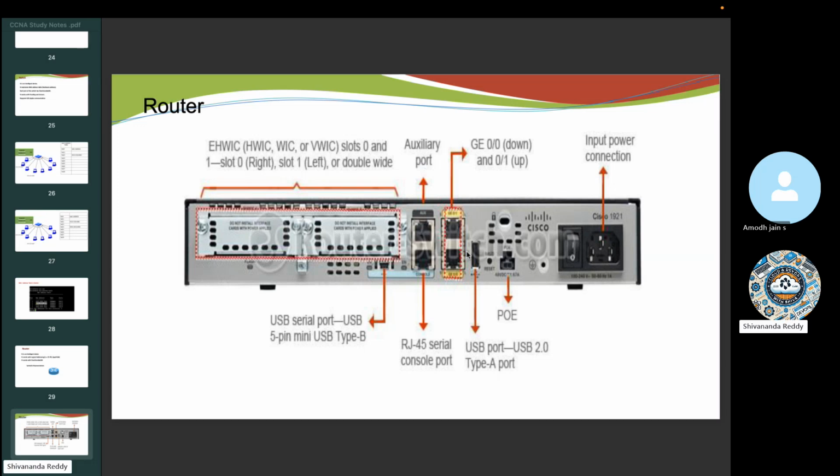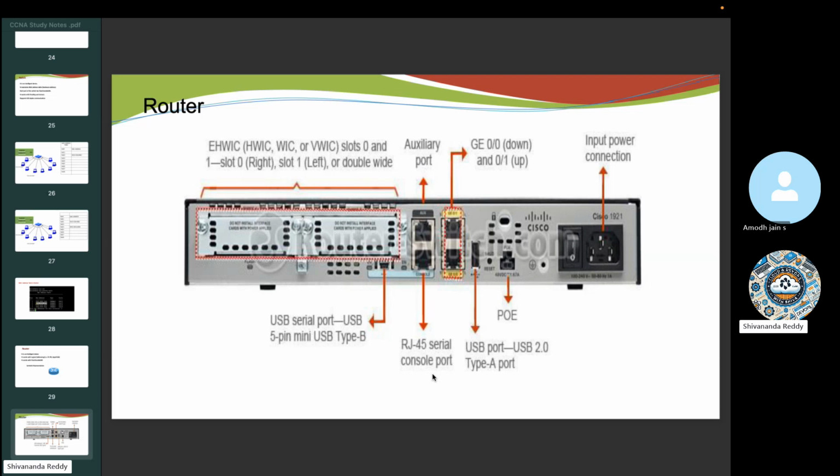This is the pictorial representation of the router. If you purchase a big router from the Cisco company, this is the outer layer of the 3D structure of the router, how it looks in this format. On the right side, the first one is the input power connection, a cable we need to attach. Then below you can see PoE, then a USB 2.0 Type A port, and the RJ45 serial connection console port. You might be aware of RJ45.